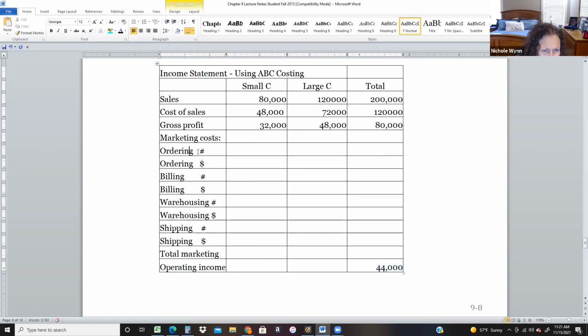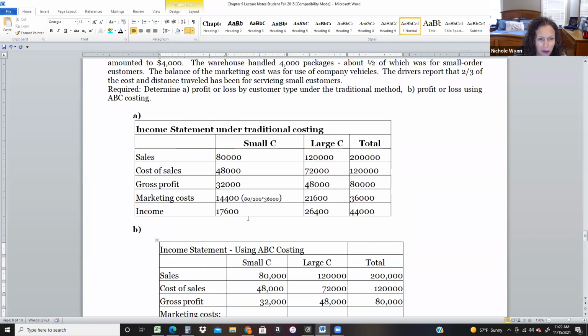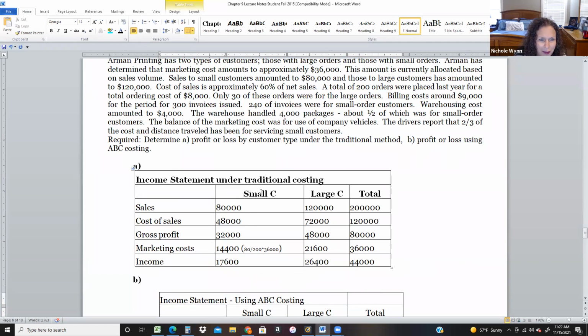So what you see is ordering numbers, ordering dollars, billing numbers, billing dollars, warehouse numbers, not dollars. Because I want to come up with the driver, or somehow come up with that and then figure out how to divide it. So instead of having one driver, just taking all marketing based on sales, I'm going to base it on 1, 2, 3, 4 different drivers. And that's where they gave us all that extra information.